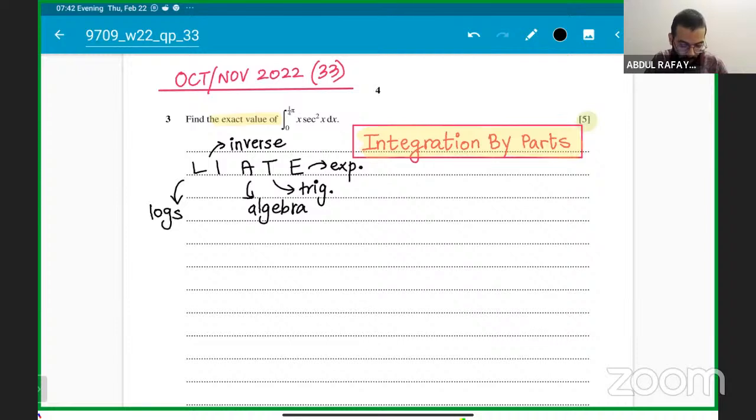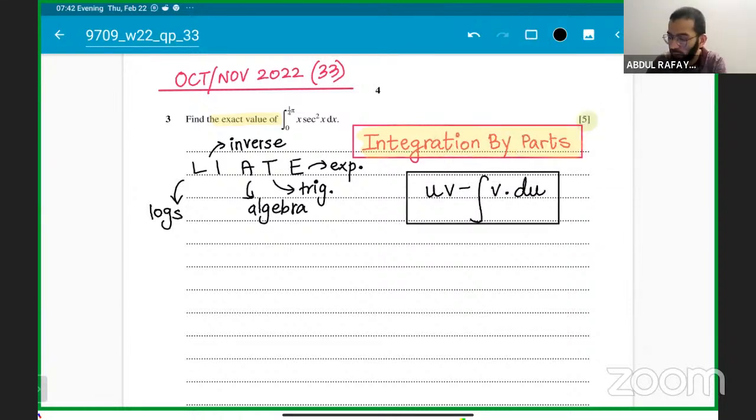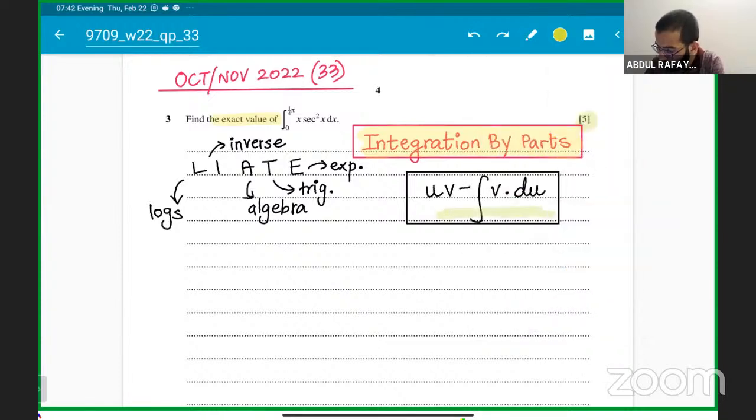The formula for integration by parts is uv minus the integral of v times du. This is the formula that you will have to apply to get the answer. So you have to decide what your u is and what your v is.